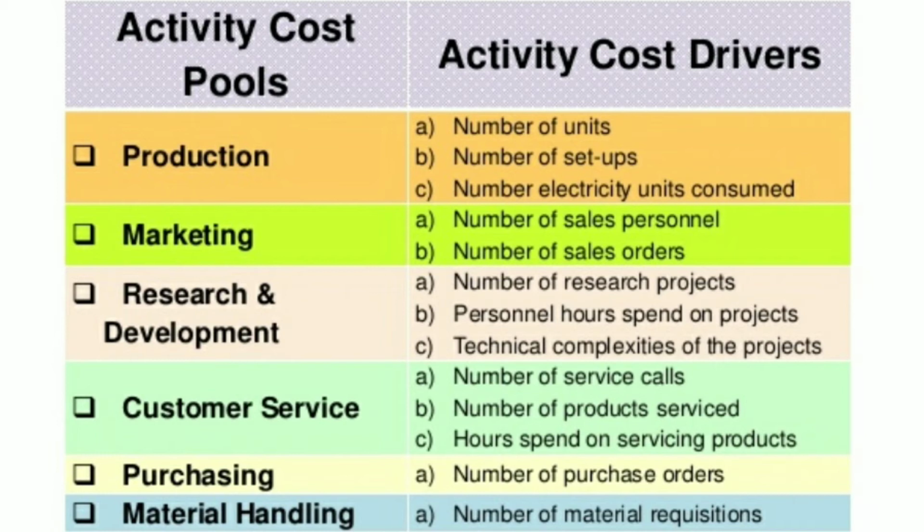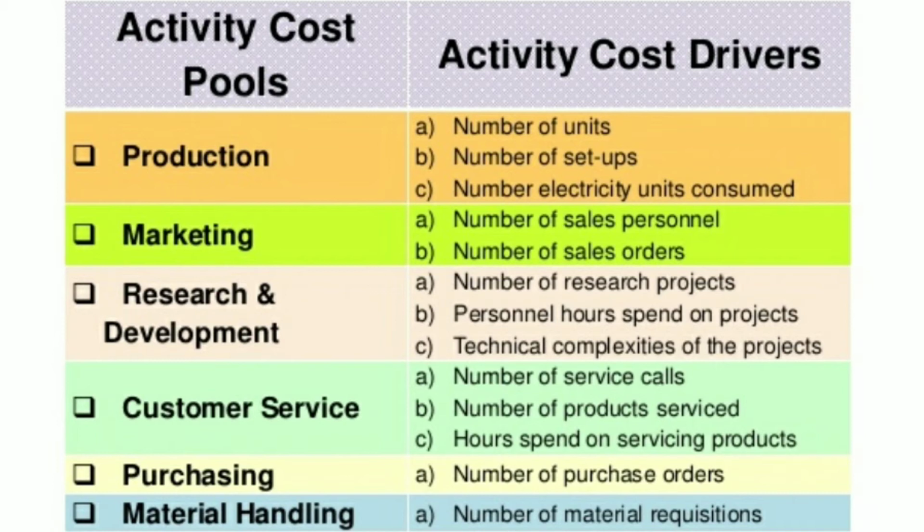Then we have R&D, research and development, whereby we have number of research projects, personnel hours spent on these projects, technical complexities. Then customer service, whereby we have number of products serviced, hours spent on servicing products. Purchasing में आते हैं number of purchase orders.